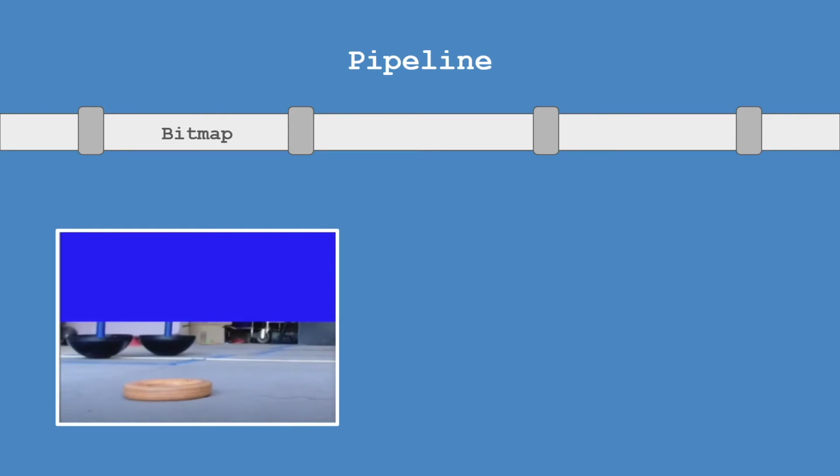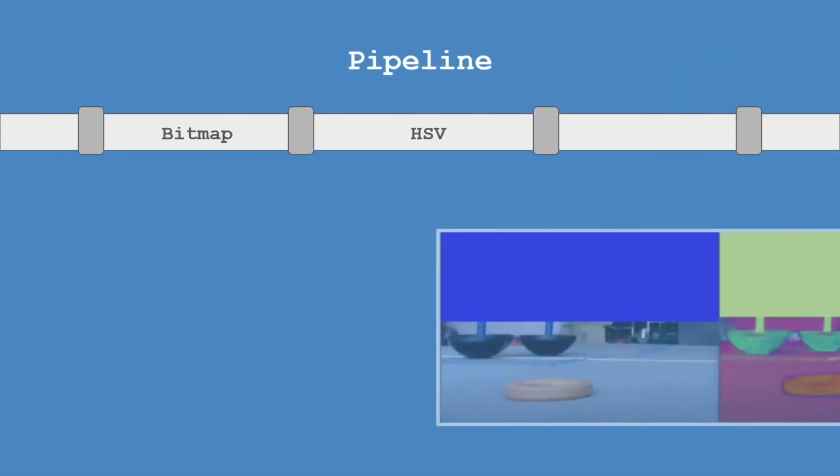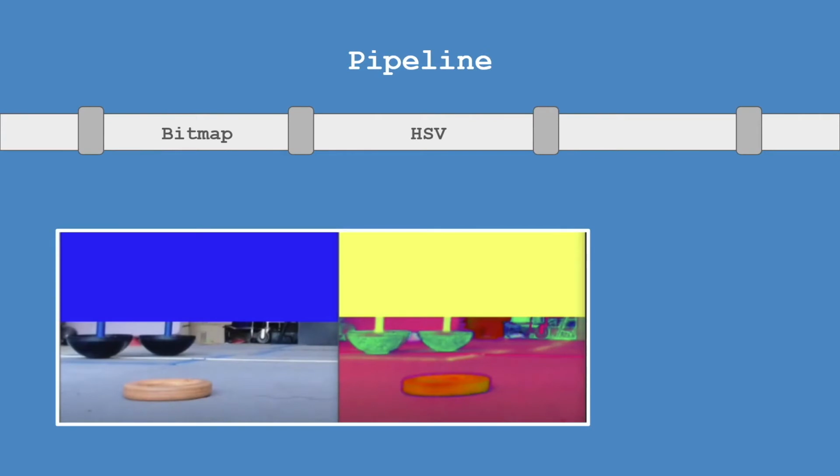However, BGR represents light as a combination of the three values, so it is difficult to account for different lighting conditions. The second step in the pipeline is to convert to HSV. Value accounts for light, and saturation accounts for how vivid the color is. By thresholding for the entire range of value and saturation, we account for all light settings.